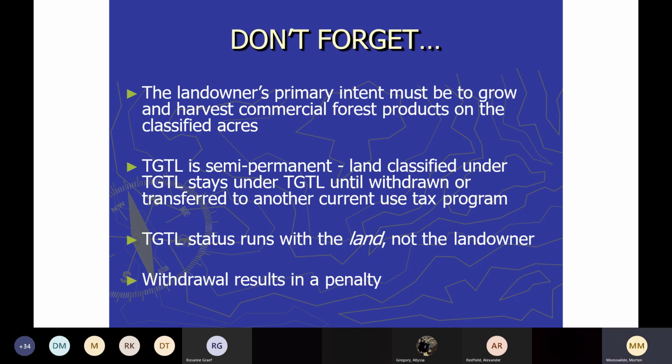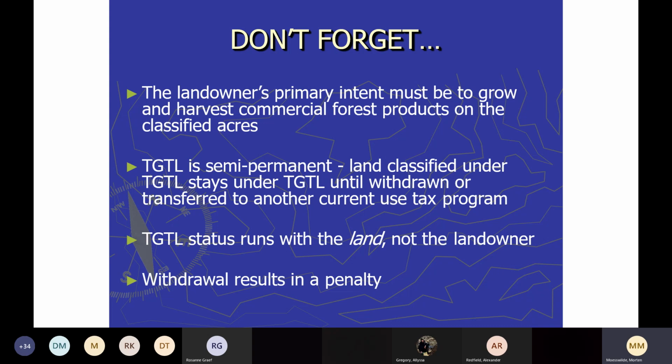So a couple quick reminders, and I harp on these things, with apologies, but necessarily because people tend to forget that the primary intent really has to be to grow and harvest commercial forest products. Tree growth is semi-permanent. Land that's classified or enrolled in tree growth stays under the tree growth tax program until it is actively withdrawn or transferred to another current use program. We'll talk about that in a minute.